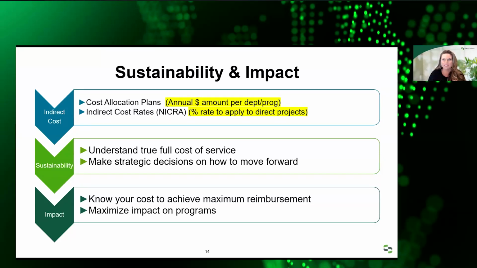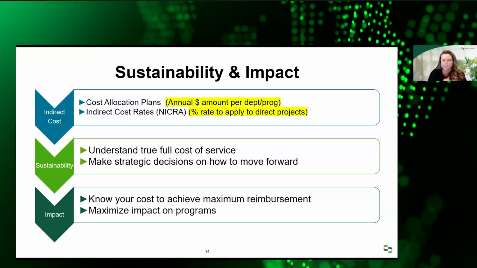And why this is important is for sustainability. You need to understand what it's really costing you to perform your services, making strategic decisions on how to move forward. It is so important that we're informed. Now, the most important part about that is you can be informed and still make the same decision. You still are going to go after that grant, but you go in knowing what you're subsidizing, knowing how you're going to cover that subsidy, and you have better information. So that is really important to then moving down to making sure you're making the biggest impact.